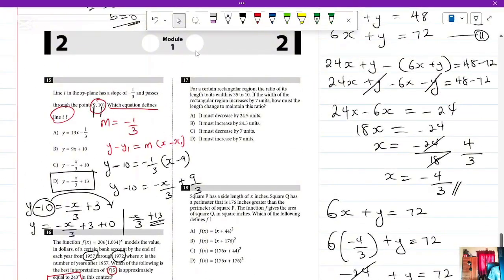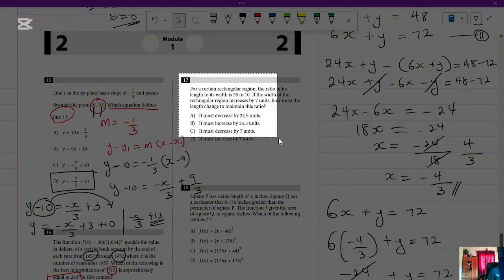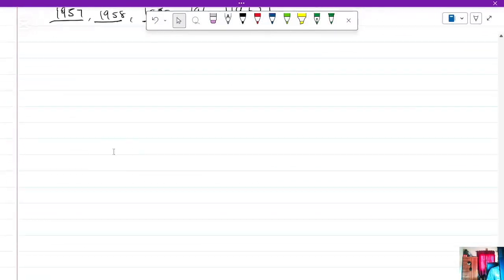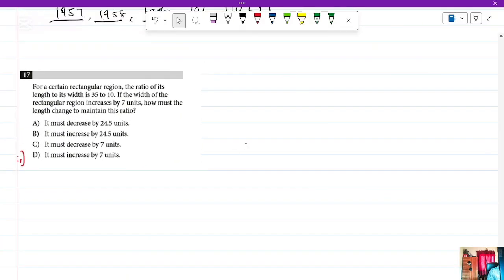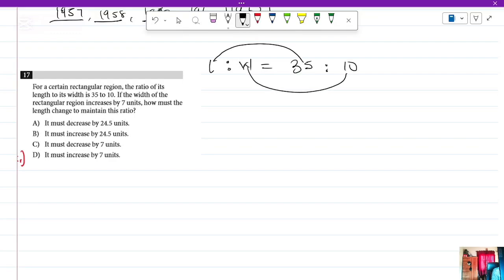Now they said number 17. Let me screenshot number 17 and then I will bring it down so that we can work with it in a very large space. And they said for a certain rectangular region, the ratio of length to width is 35:10. So meaning that this is this and this is this. So we can have length over W to be 35/10.